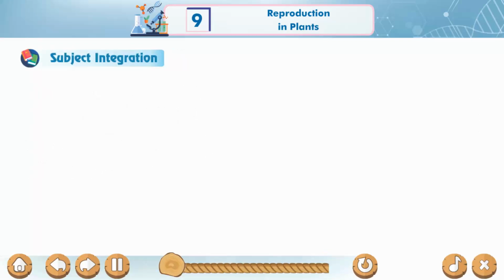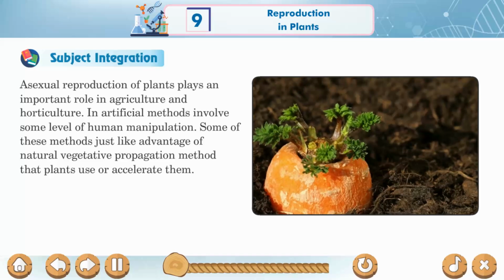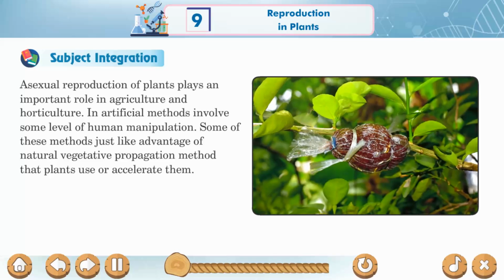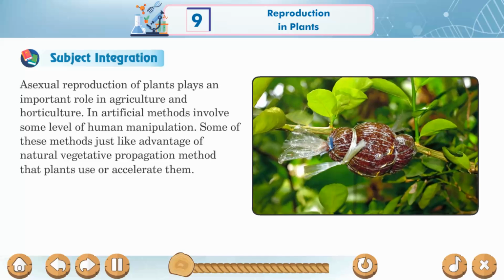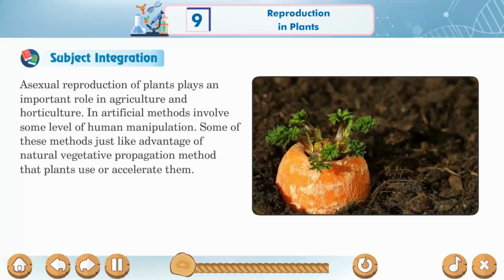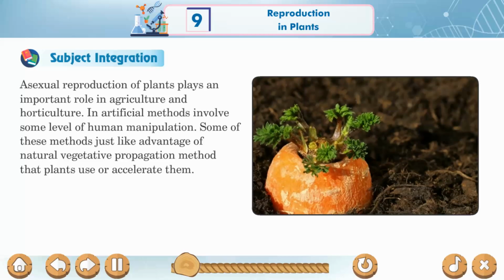Subject integration. Asexual reproduction of plants plays an important role in agriculture and horticulture. Artificial methods involve some level of human manipulation. Some of these methods take advantage of the natural vegetative propagation methods that plants use, or accelerate them.